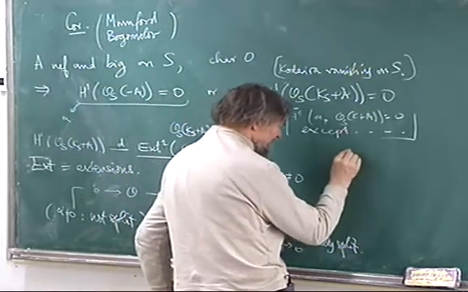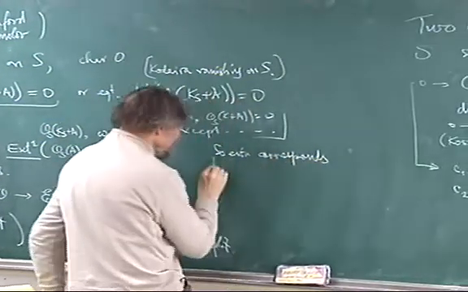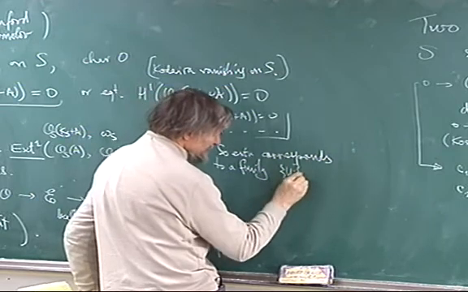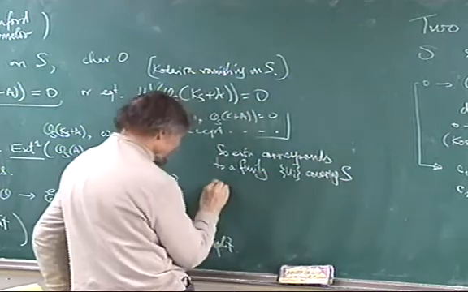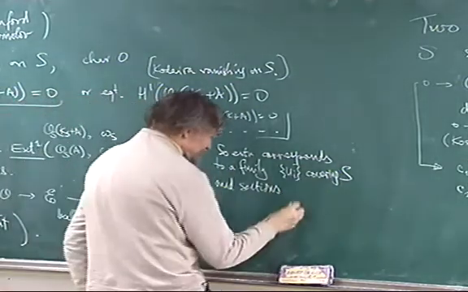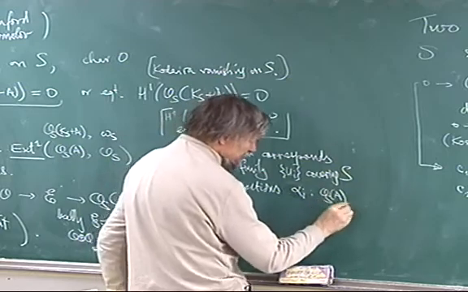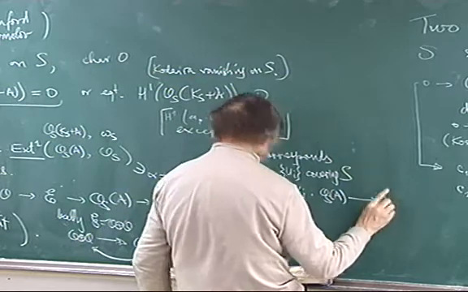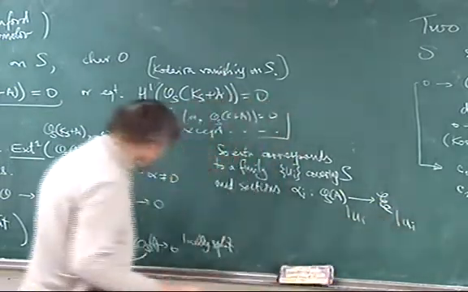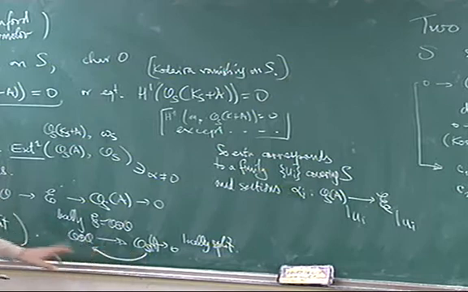So the extension corresponds to a family, let's say U_i covering S, and sections, let's say t_i, alpha_i, taking O_S of A back up to this E, curly E, defined over U_i. So this sequence is locally split, but not necessarily globally split.